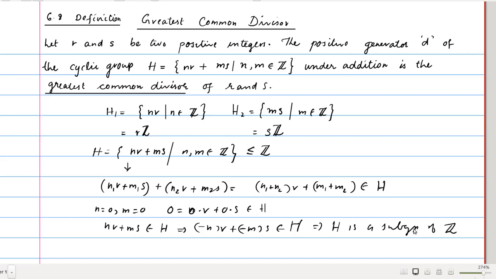We already saw in the last class that any subgroup of Z is of the form nZ for some n. So this H can be written as dZ. That is, H being a subgroup of Z, H has a positive generator, since every subgroup of Z is cyclic. So that positive generator D is defined as the GCD of R and S. This is a newer way of defining the greatest common divisor of two numbers.